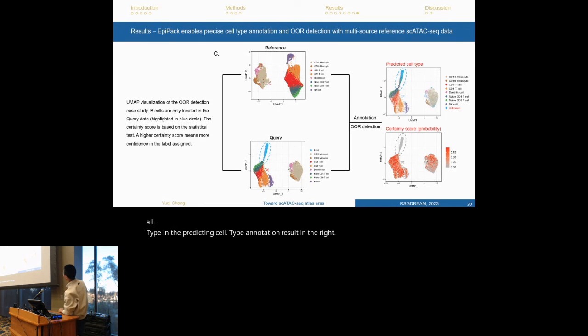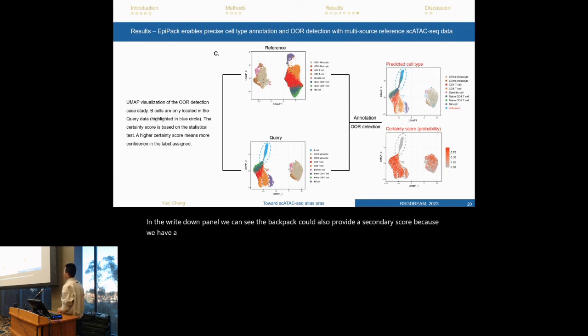And in the right bottom panel, we can see APAC could also provide a certainty score because we have a probability function, and this comes from the categorical distribution probability. We can see the unknown cell type, which is the query-specific B cell type, is labeled with approximately 0 probability. So this can provide an interpretable result on the cell type annotation.